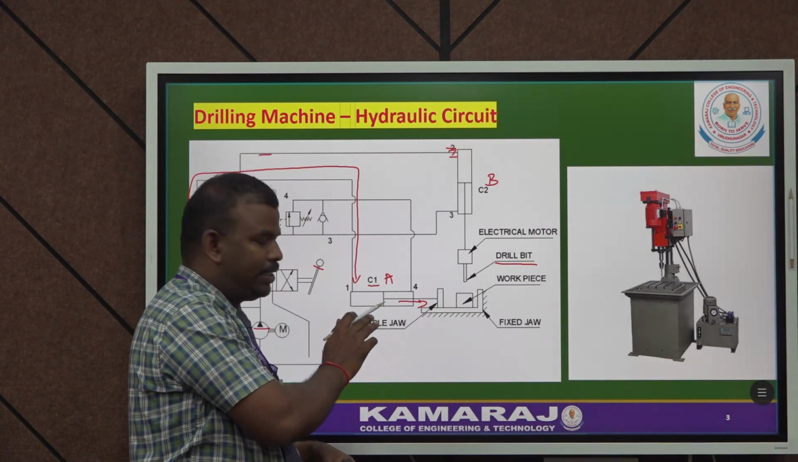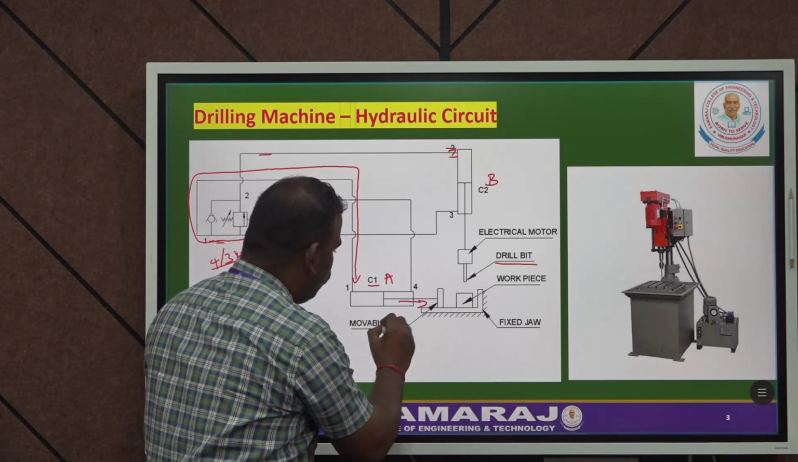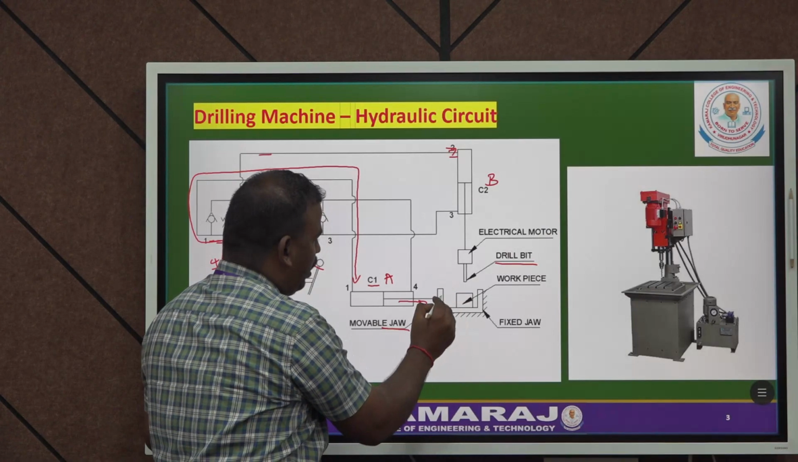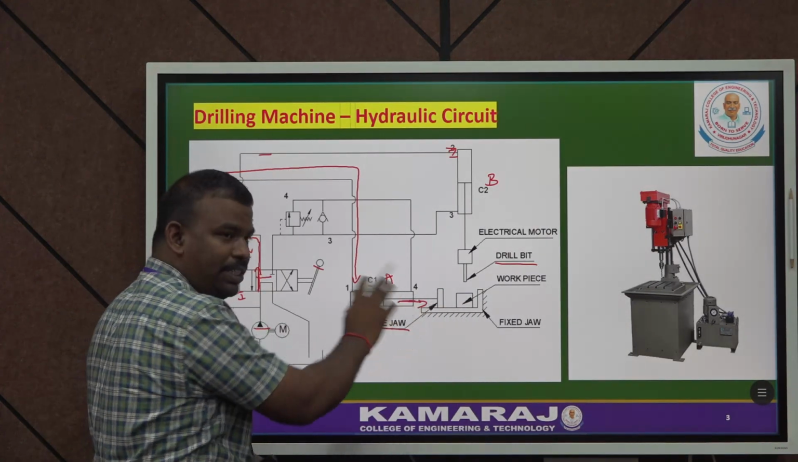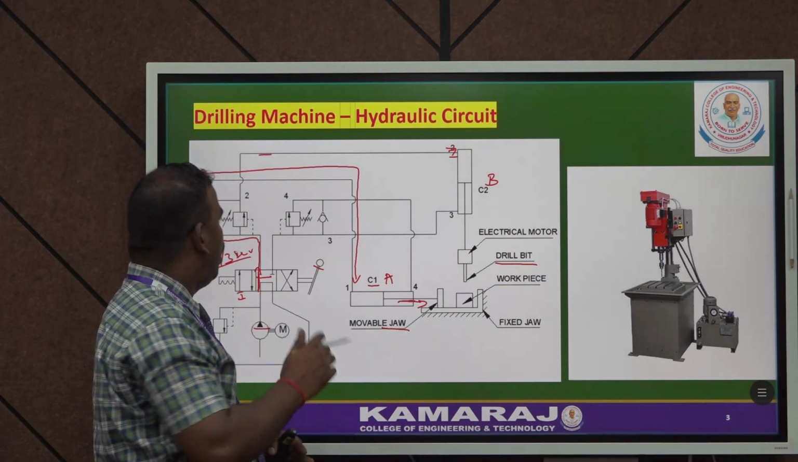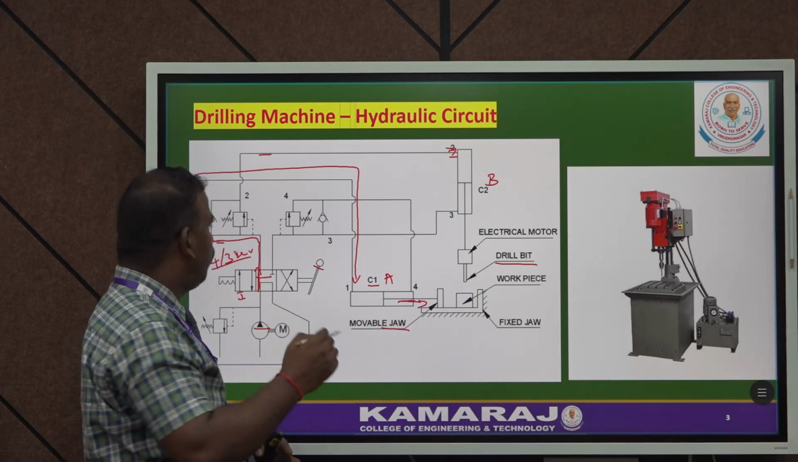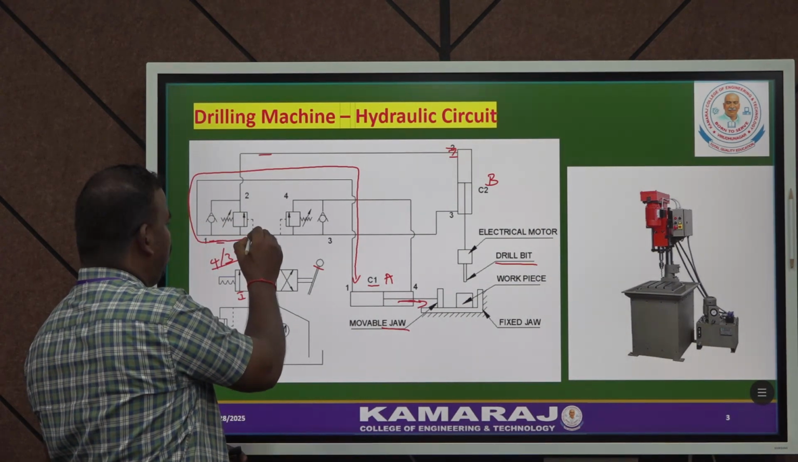Once the piston rod is extended, the object is clamped by the movable jaw. So the clamping action is completed. Now the clamping is completed, but at the same time the oil flow continues automatically. At that time overpressure occurs. The overpressure is noted by the pilot operated sequence valve, and the pilot valve is opened.